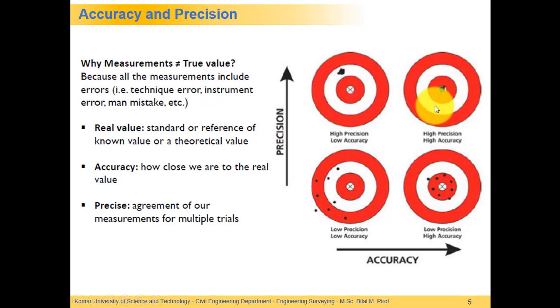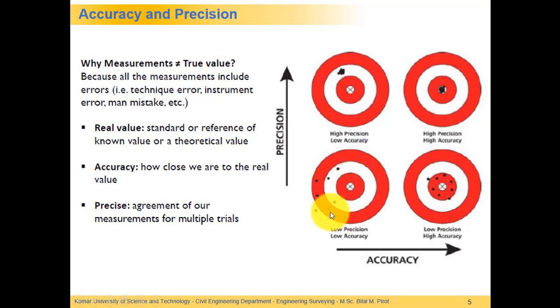In the second case, as you see, the data is exactly on the center of the circle, and also all the pointers are very close to each other. In this case, we have a high precision because the points are very close to each other, and they are exactly on the center. So it means we have a high accuracy. So in this case, we have a high precision and high accuracy.